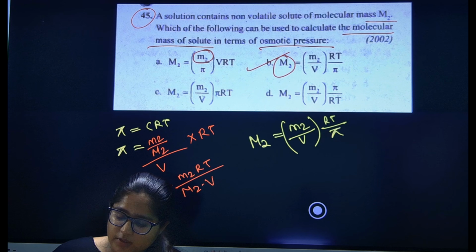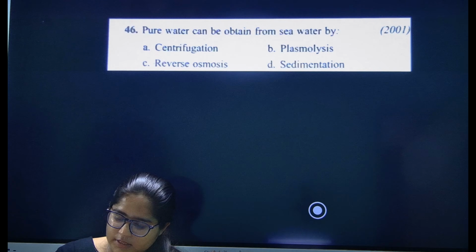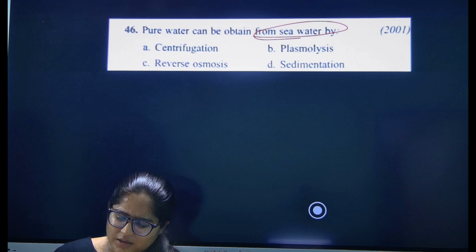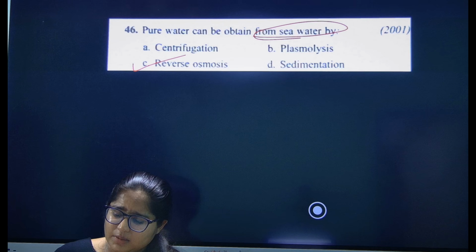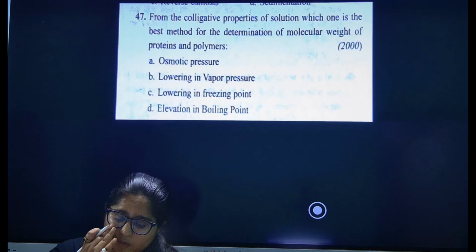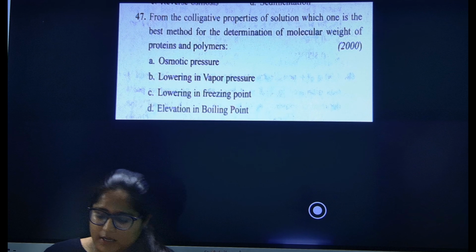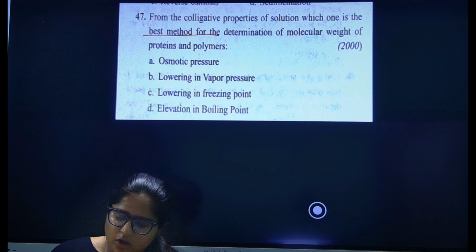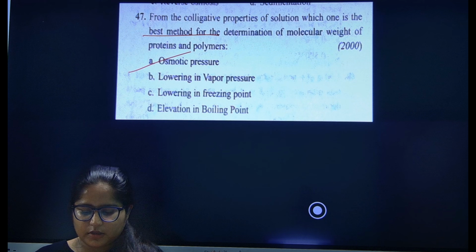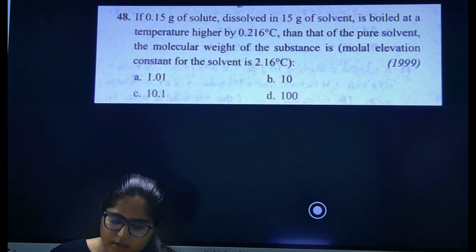Okay, no doubt. Next question, question number 46. Pure water can be obtained from sea with the help of reverse osmosis. The other options are centrifugation, sedimentation. Next, 47. From the colligative property of solution, which one is the best method? Osmotic pressure is the best method.